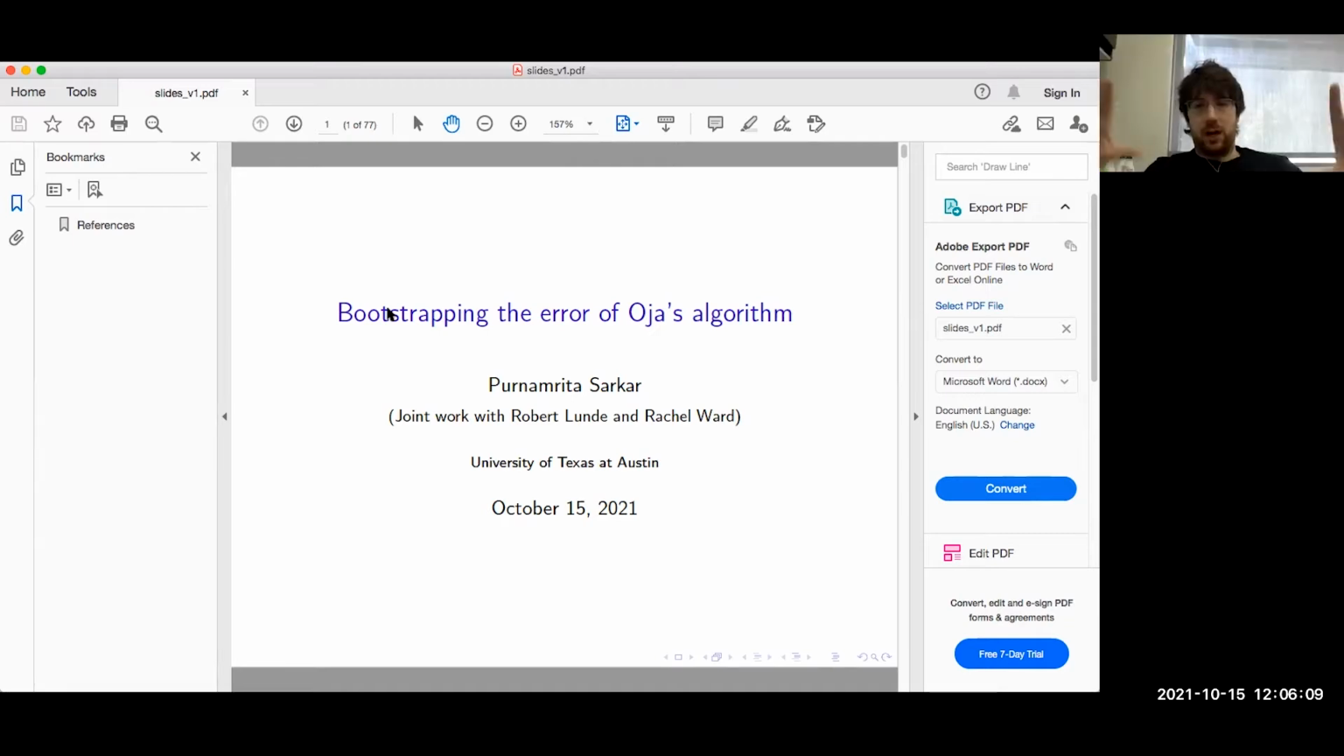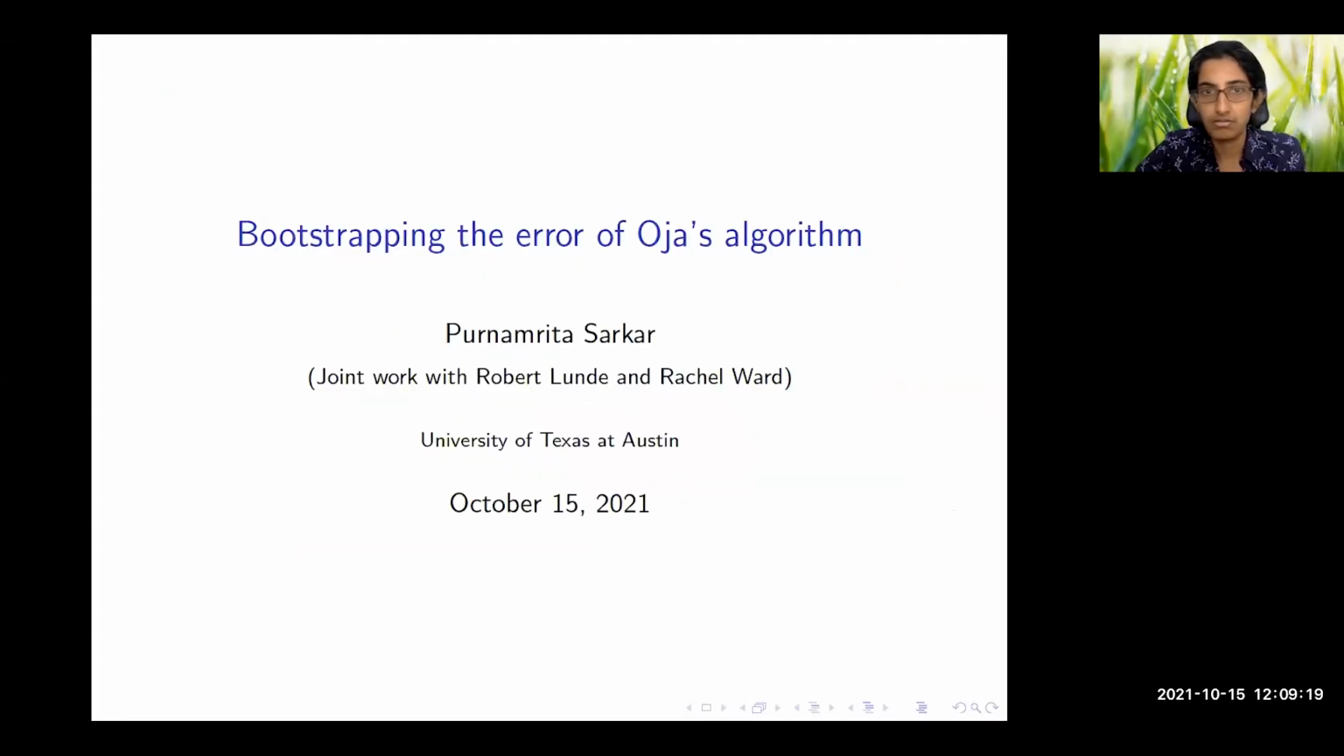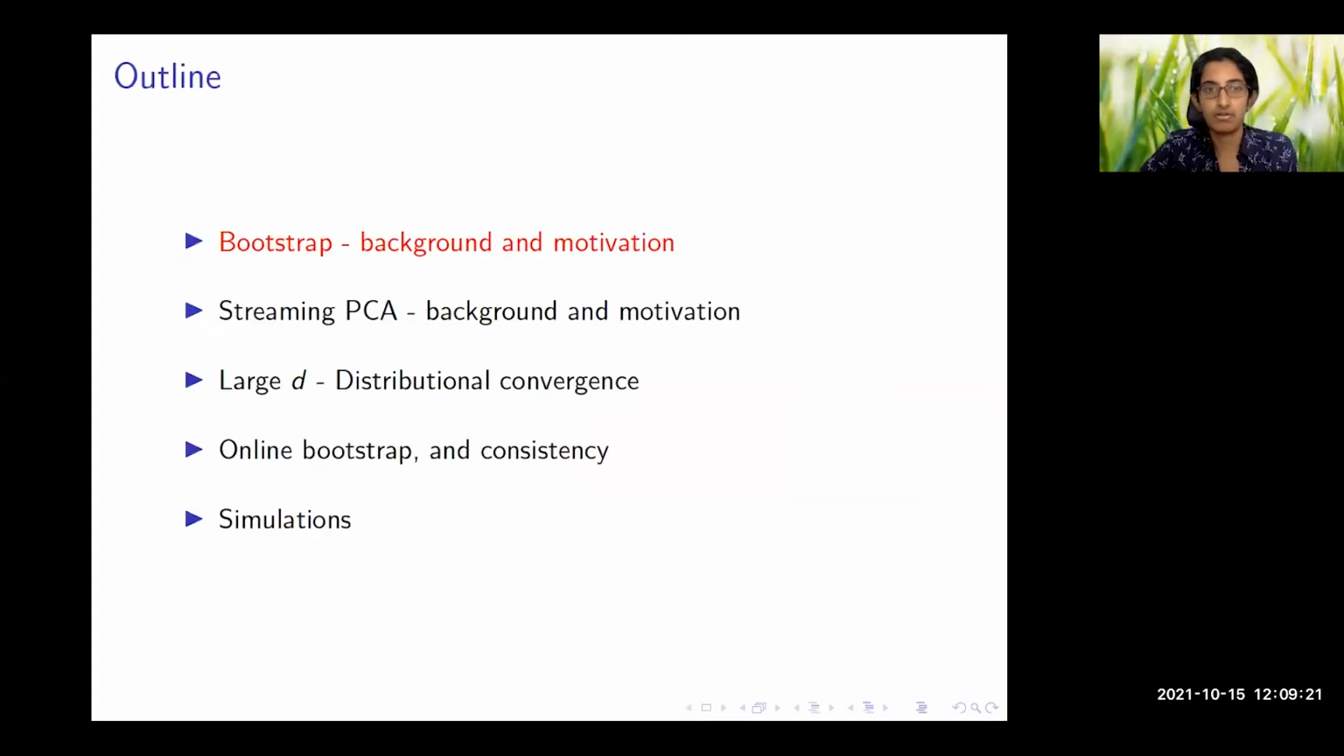We see your screen, but it's not full screen. That's the one I want. It's good now, right? You can all see it? Yes? Awesome, perfect, thank you.